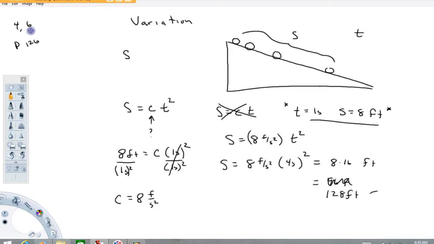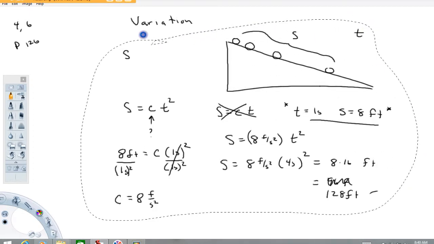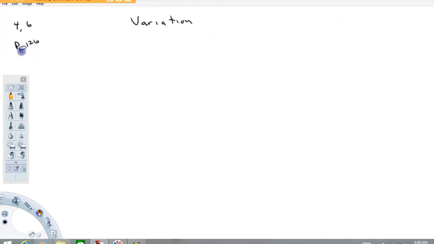Well, let's take a look at example number 2, number 6. It says, for a constant temperature, the pressure P of a gas varies inversely as the volume. Now, that sentence right there is enough for me to write out an equation. It says that P varies inversely with the volume. So that allows me to write the following: P has to equal some constant over the volume.